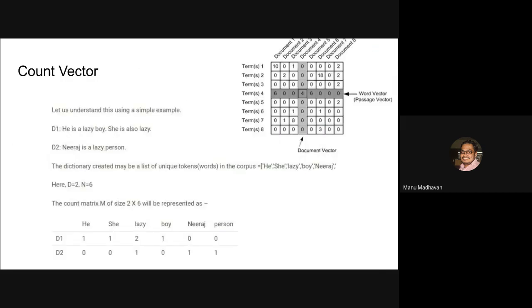The first one is a very simple count vectorizer. So what is a count vectorizer? Very simple. We have a set of documents, a document collection. A word vector can be prepared based on this document vector, where the entries represent the count of a particular term in the document. So you can see in document 1, term 1 appears 10 times. In document 2, term 1 appears 0 times. In that way, we can find a term-document matrix. The rows correspond to term vectors, word vectors, and the columns correspond to document vectors.